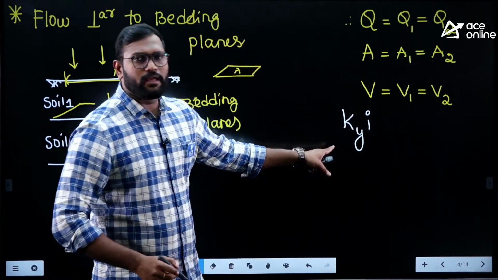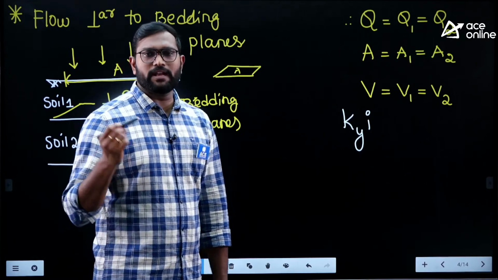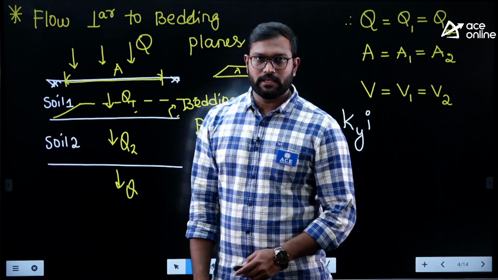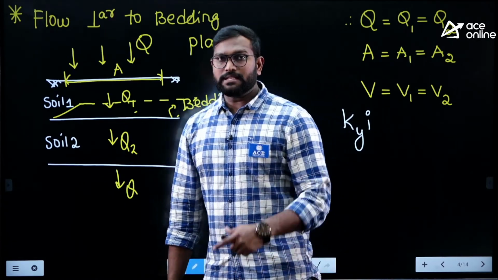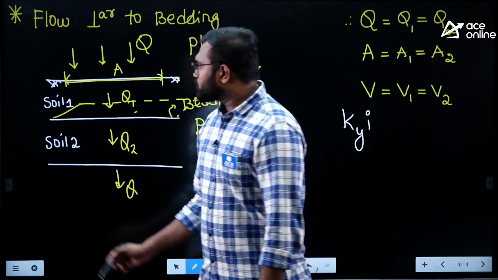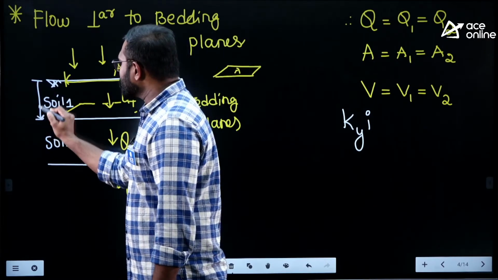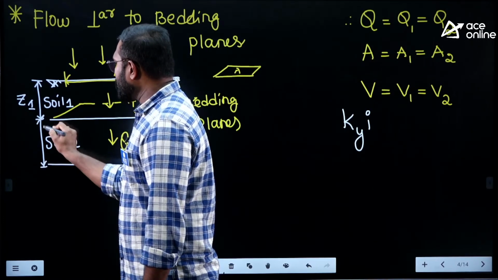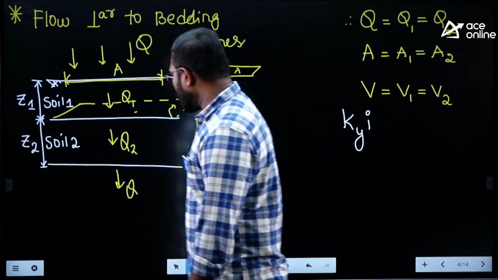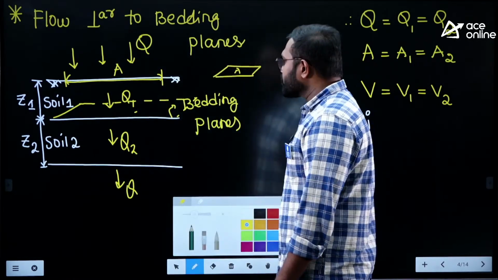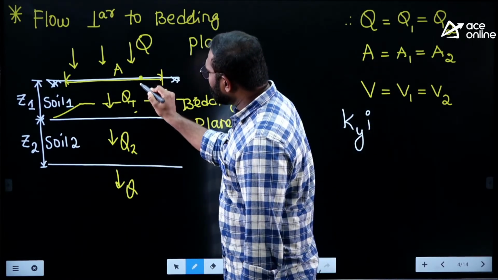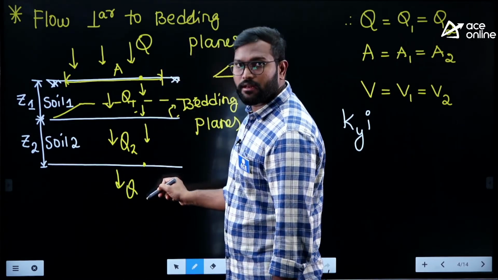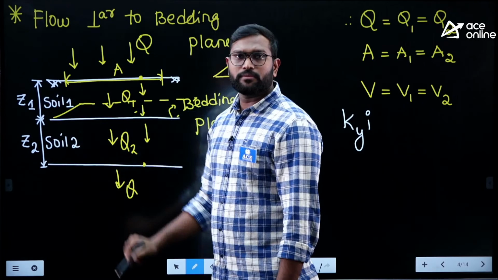V represents the average velocity, then Kz into i. What does Kz mean? Kz means the average permeability coefficient when the flow is perpendicular to the bedding planes. And what is i? i means head loss per unit length. So let me take the soil 1 thickness as Z1 and soil 2 thickness as Z2. Now everybody, tell me, from the start point to this end point, what is the total distance the water will travel? Z1 plus Z2.